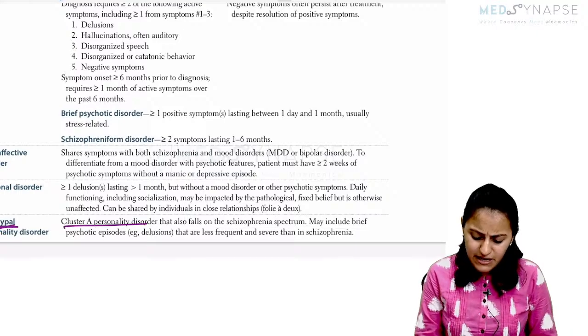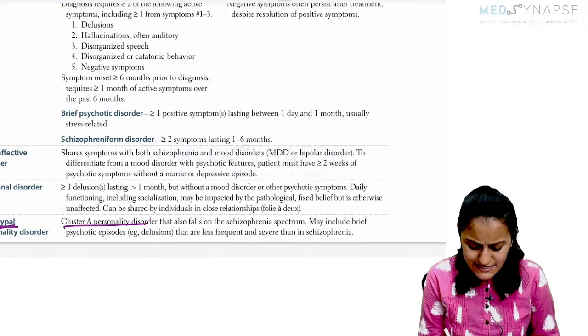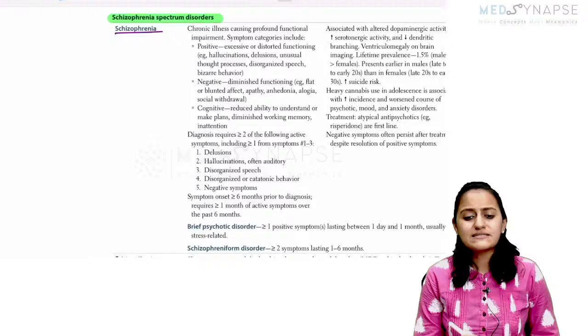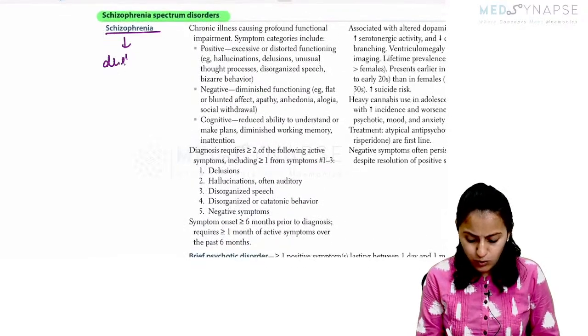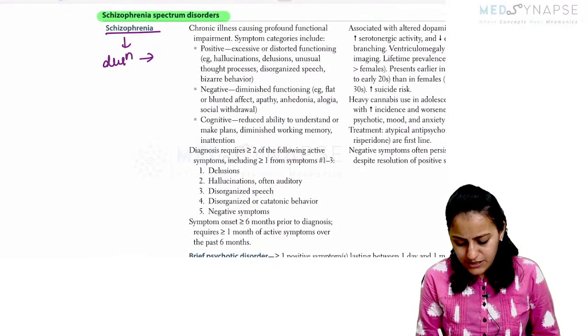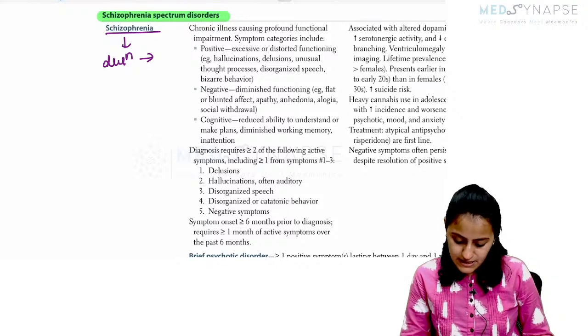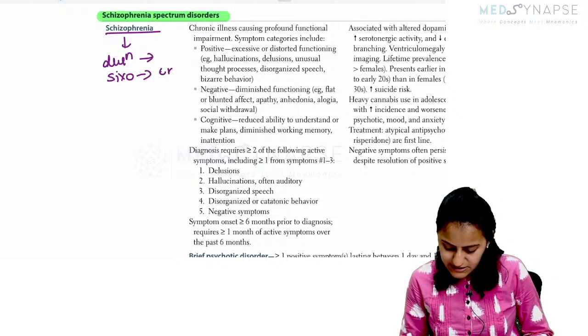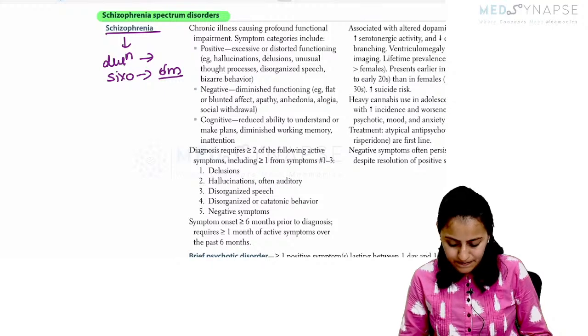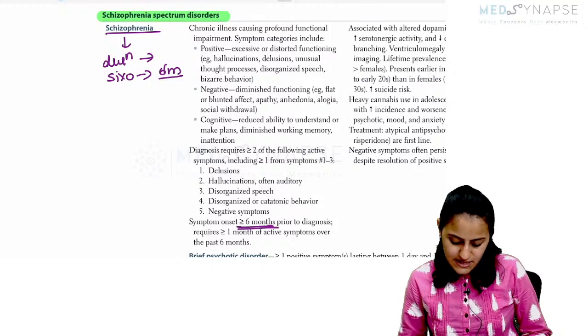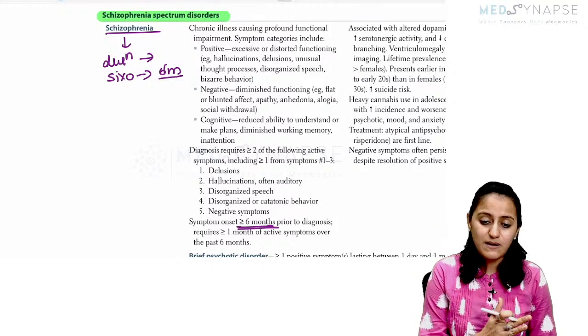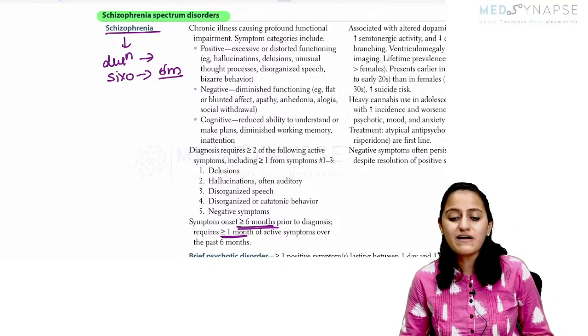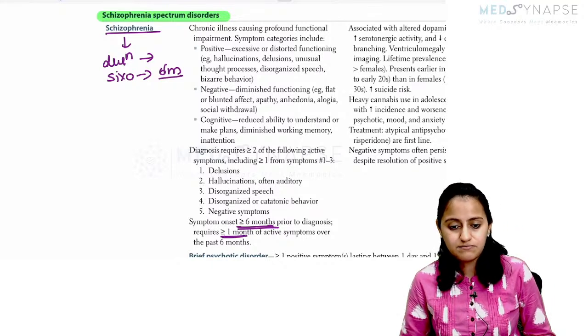In schizophrenia, what is the minimum duration that we need? Remember, schizo is 6. That means how much duration? 6 months. The minimum duration is 6 months. It requires that the symptom onset is more than 6 months, and at least 1 month of active symptoms over the past 6 months.